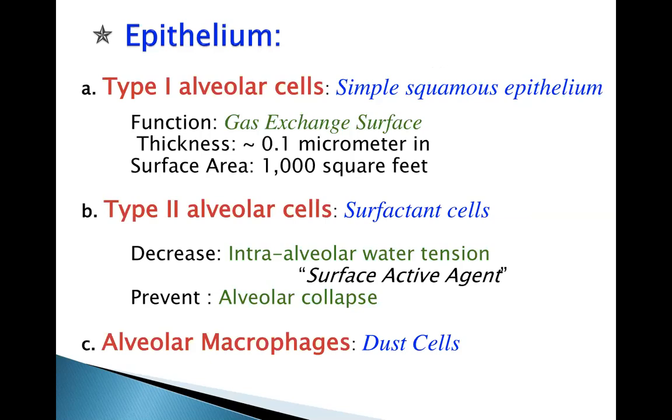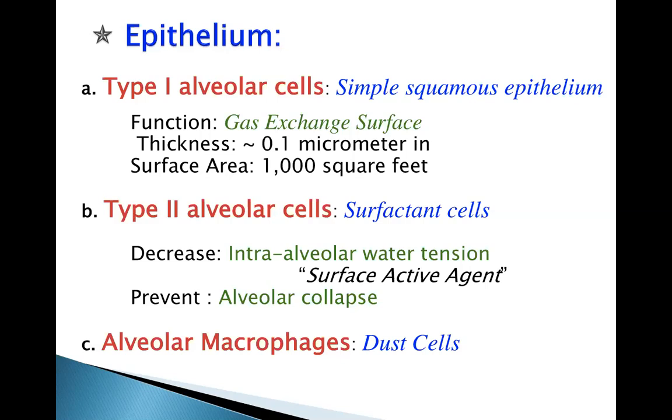There's three primary cells that exist there. There's the type 1 alveolar or pneumocyte cells, type 2 alveolar or pneumocyte cells, and then the alveolar macrophages, or we sometimes call dust cells. Type 1 alveolar cells are the ones that gas exchange is occurring across. These are going to be simple squamous epithelial cells.